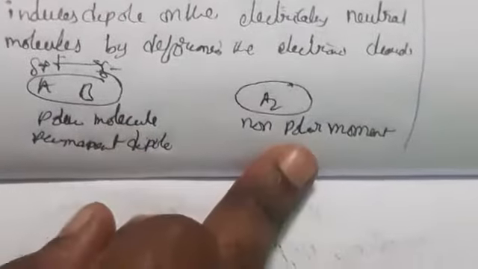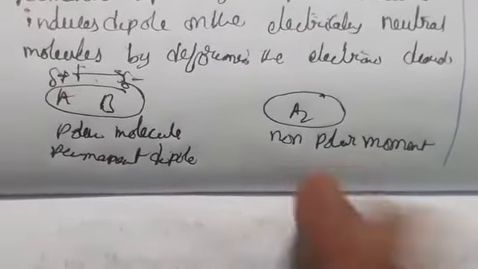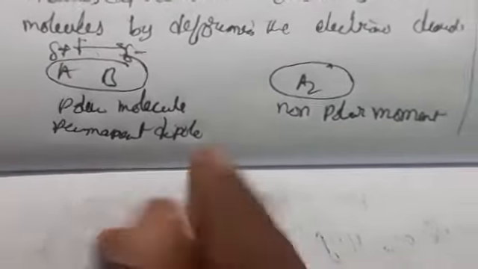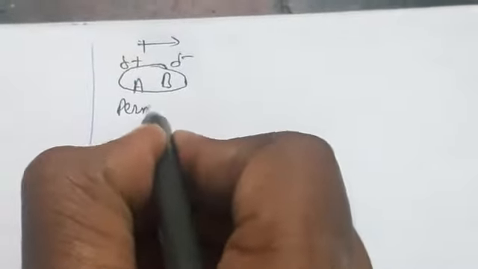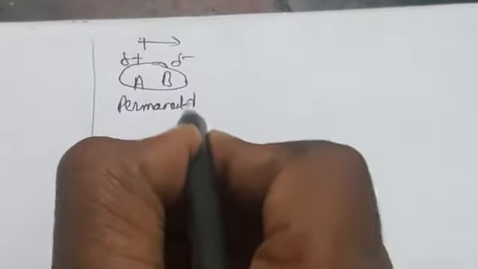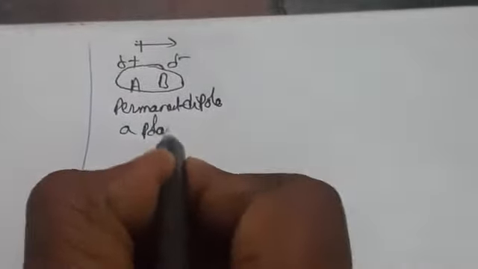So this one is inducing this one. The electrons are shifting toward this one. Inducing means deforming the electron cloud. So here, if you have taken A, B the same, here we have partially positive, partially negative, a permanent polar molecule.